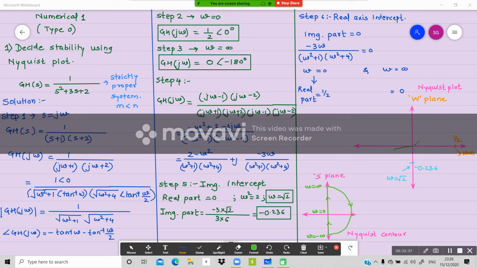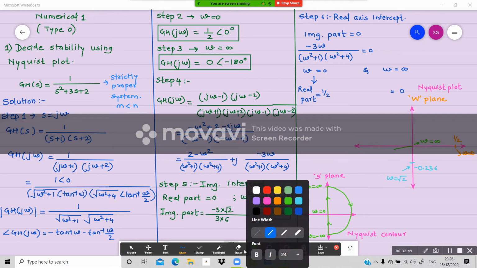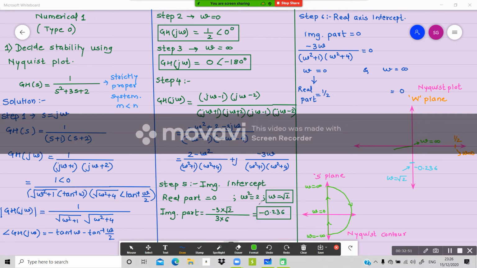This point, at this point, correct? Now your frequency is omega equal to infinity. Agree? This point has 0 magnitude and is completing at minus 180. So now I am not drawing the intermediate points like omega equal to 0 till omega equal to 1.412. You get so many points.